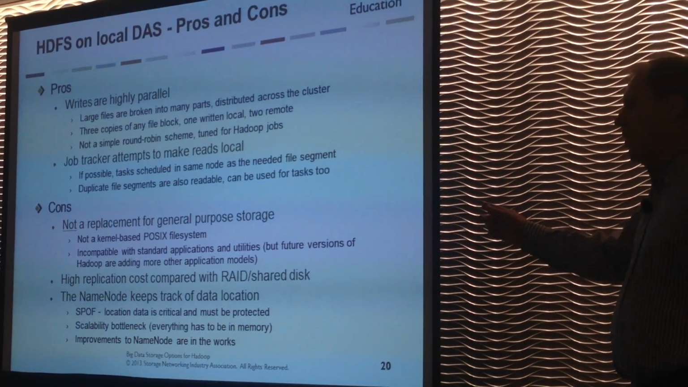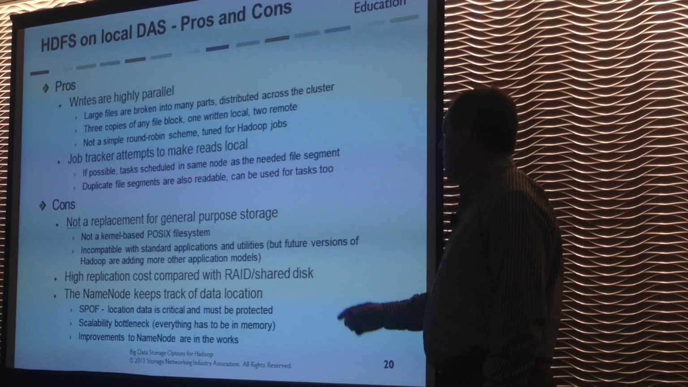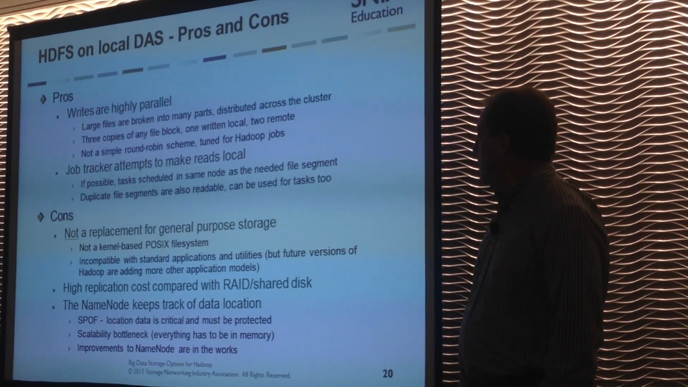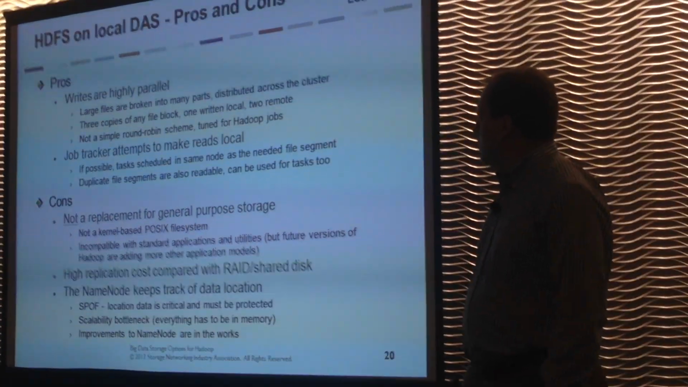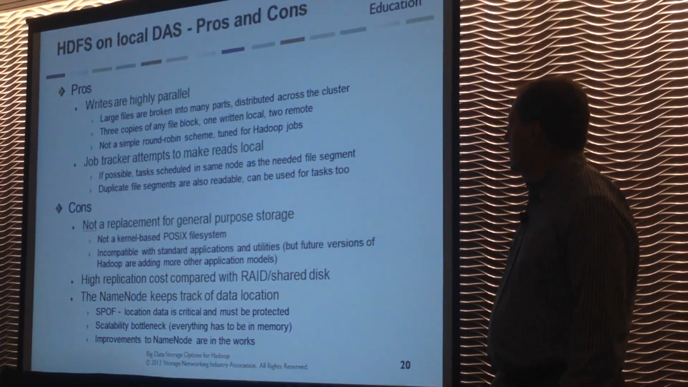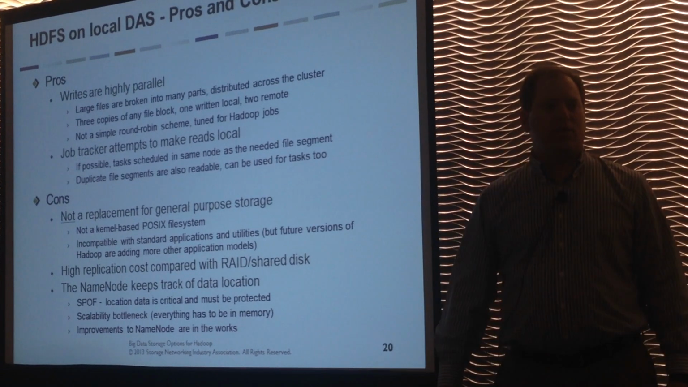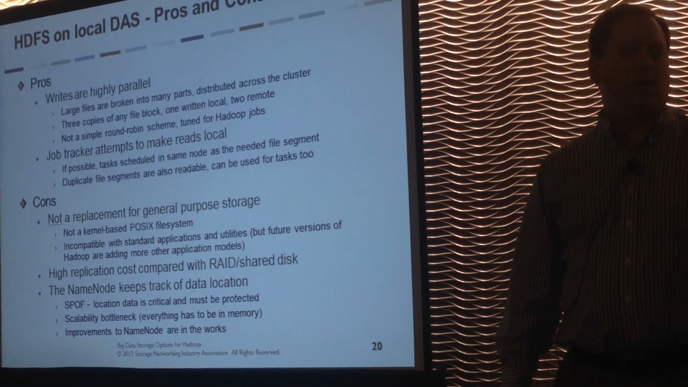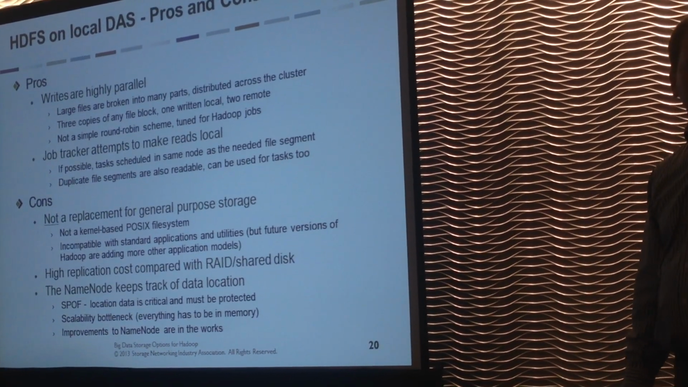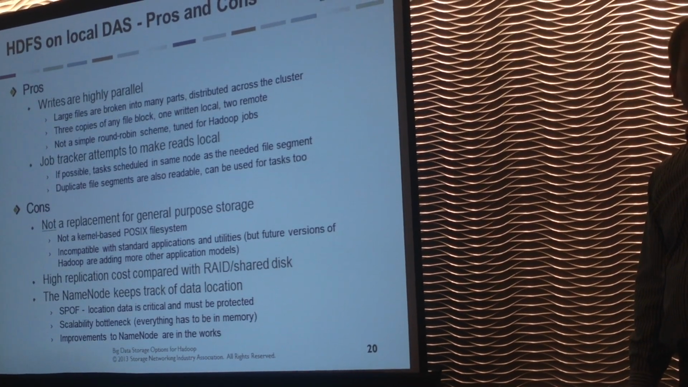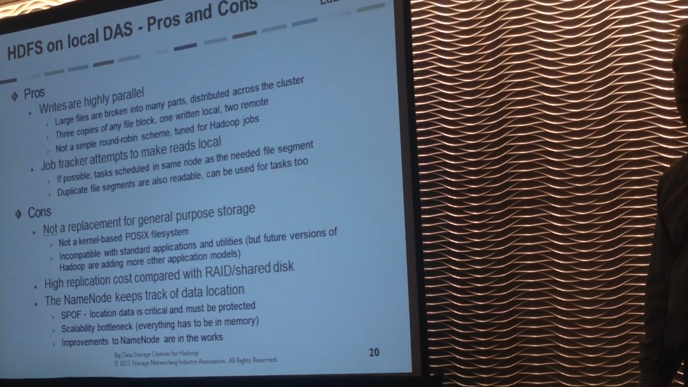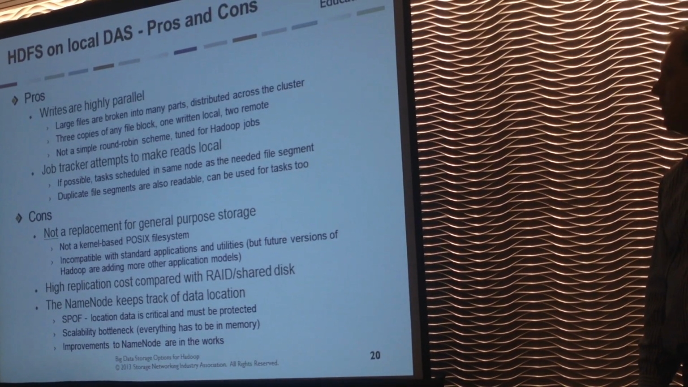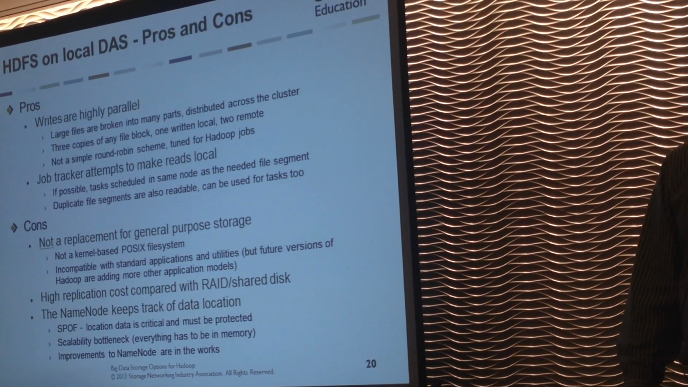The replication costs, as we were all mentioning, are high compared to something like RAID. The name node does have to keep track of all the locations. There is an HA name node support, so a name node's not completely a single point of failure, but it is a bottleneck in the system, and it is a piece that's critical to stay up to be able to keep track of where all the data is.